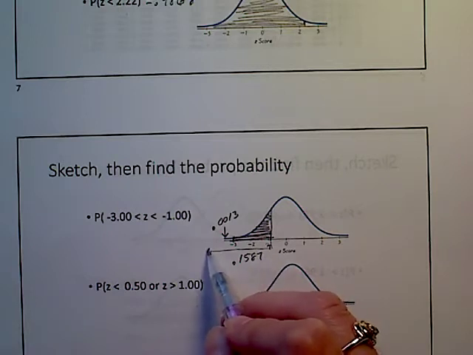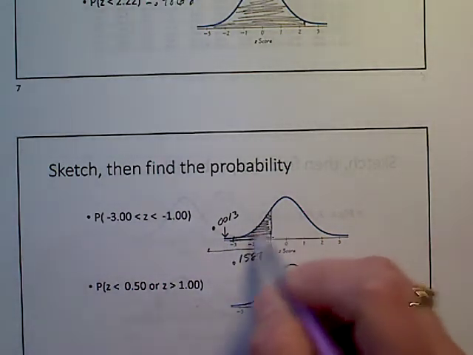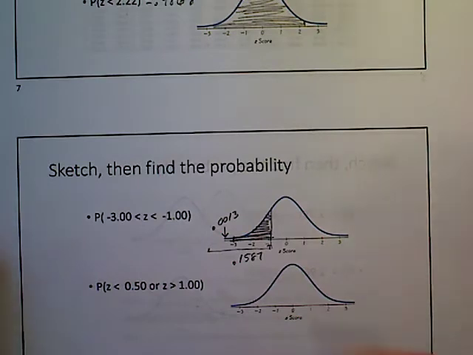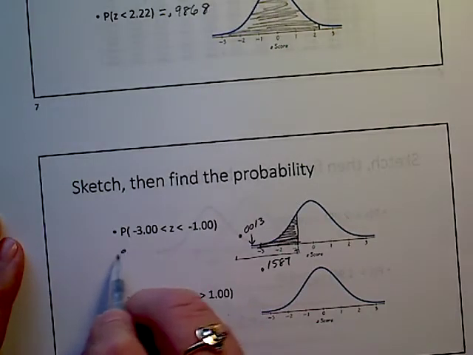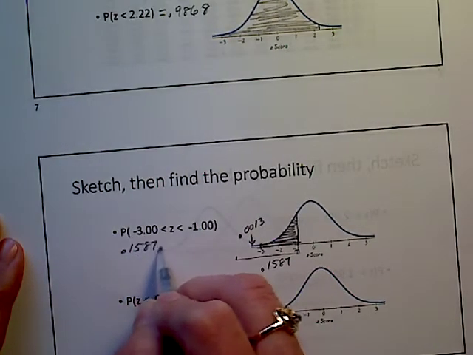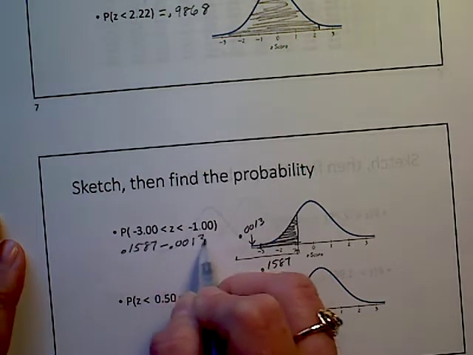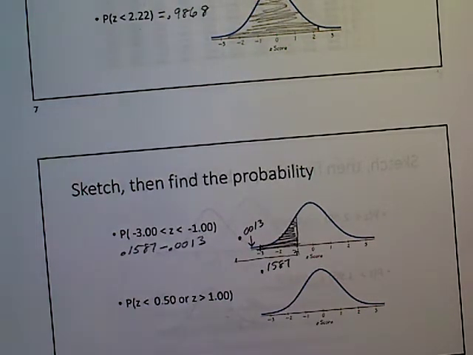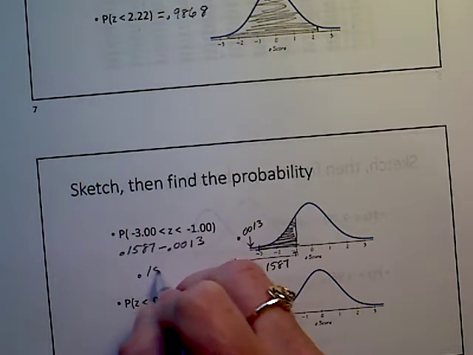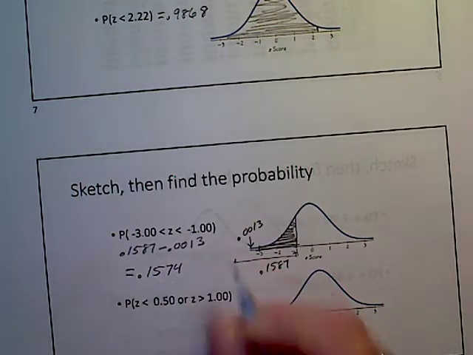Okay. So if I want to find the area in between, that's right, we're going to subtract. So I'm going to take 0.1587 minus 0.0013. Probably should have just done that in my head. 0.1574. Nice.